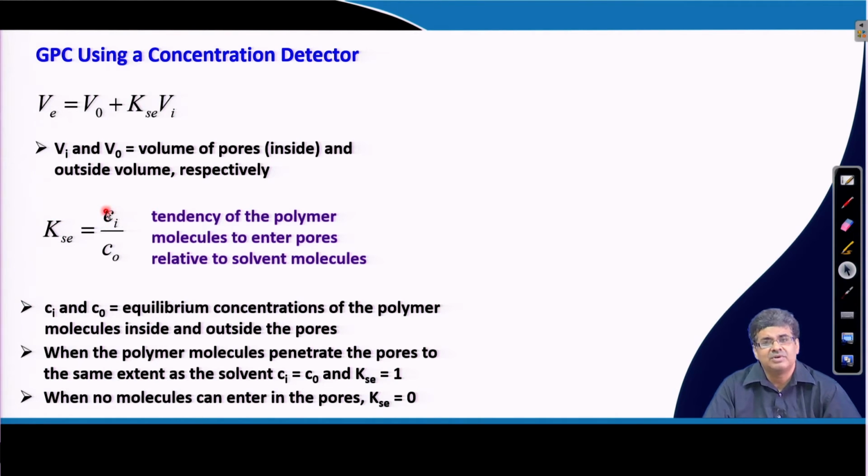the ratio of the concentration of the polymer inside the pores and outside the pores. So, it gives the tendency of the polymer molecules to enter pores relative to the solvent molecules. If the polymer molecule penetrates the pores the same as the solvent molecules, then this equilibrium constant is 1, and if the polymer size is so large that none of the molecules can enter the pores, then Ksc is 0.